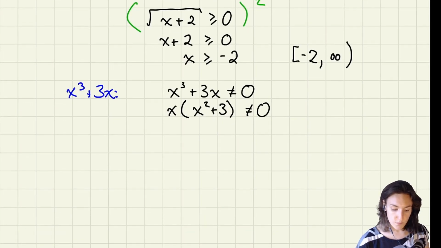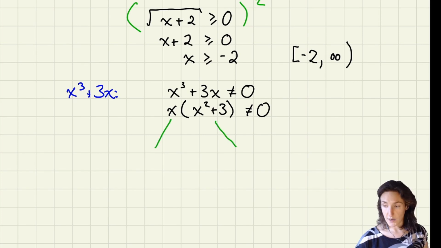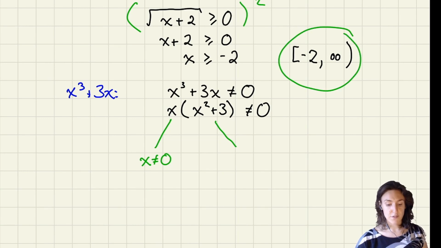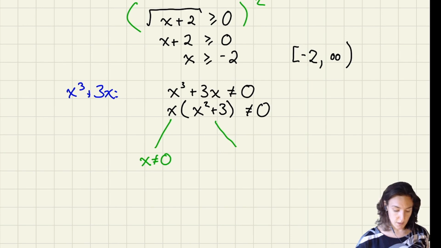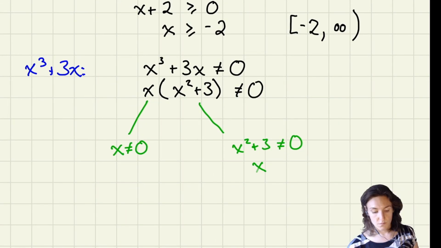And now we're going to look at each of these terms separately because these are being multiplied. So this means two separate things. Number one, x cannot be equal to 0. So 0 in this interval right here, I would have to split up my interval again because I don't want to include 0 in it. And then this second part, x squared plus 3 cannot be equal to 0. That's also a restriction I have.